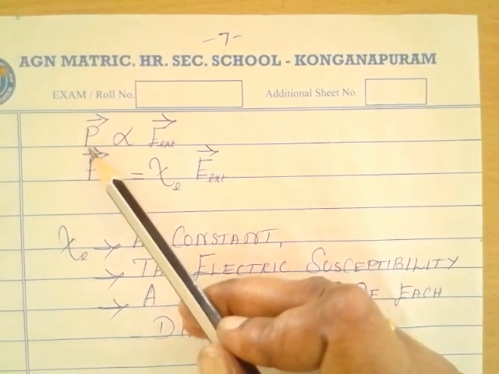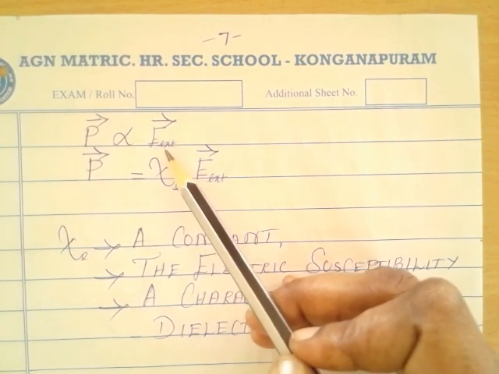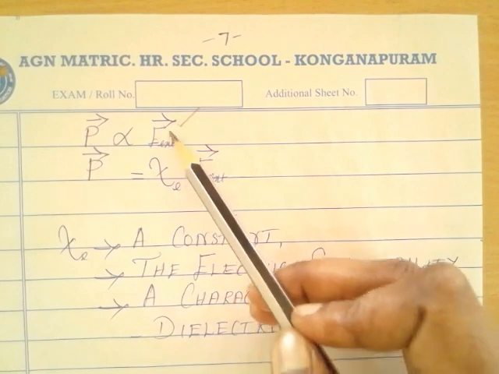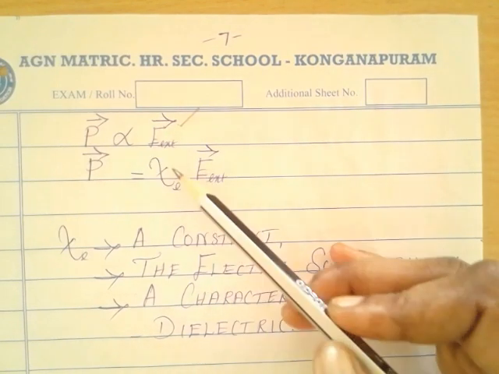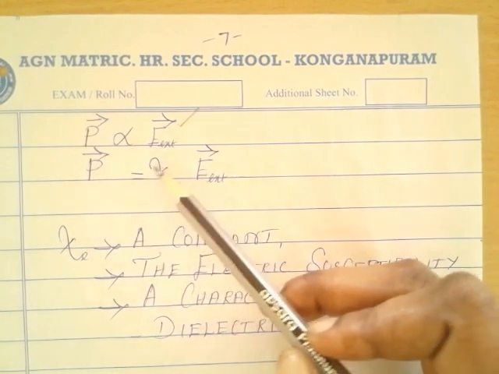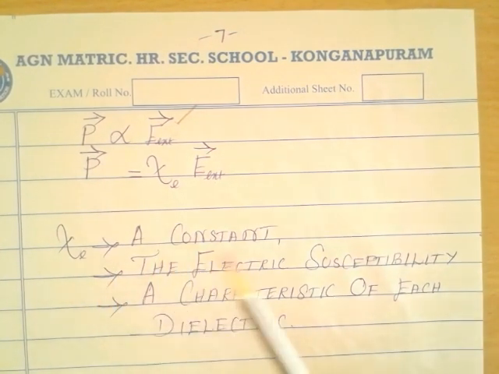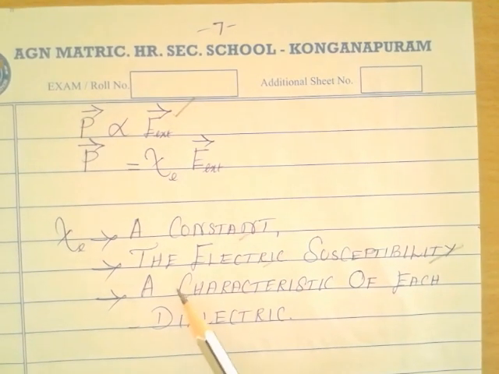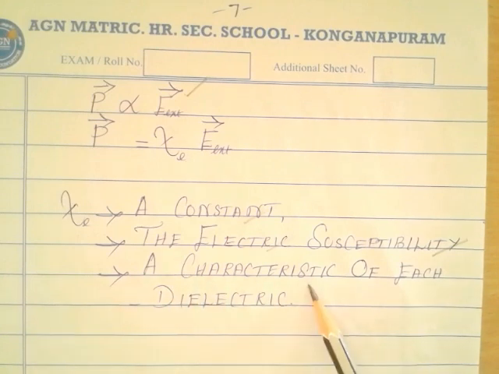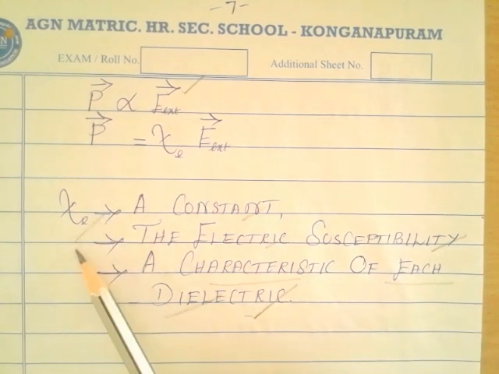In equation form, polarization P vector is directly proportional to E external vector, the external electric field in vector form. Now I will introduce a constant here, that is chi E. Therefore P vector is equal to chi E times E external vector. Here chi is a constant, the electric susceptibility. That electric susceptibility gives the characteristics of each dielectric. Underline this. About this susceptibility we will learn more in our third lesson.